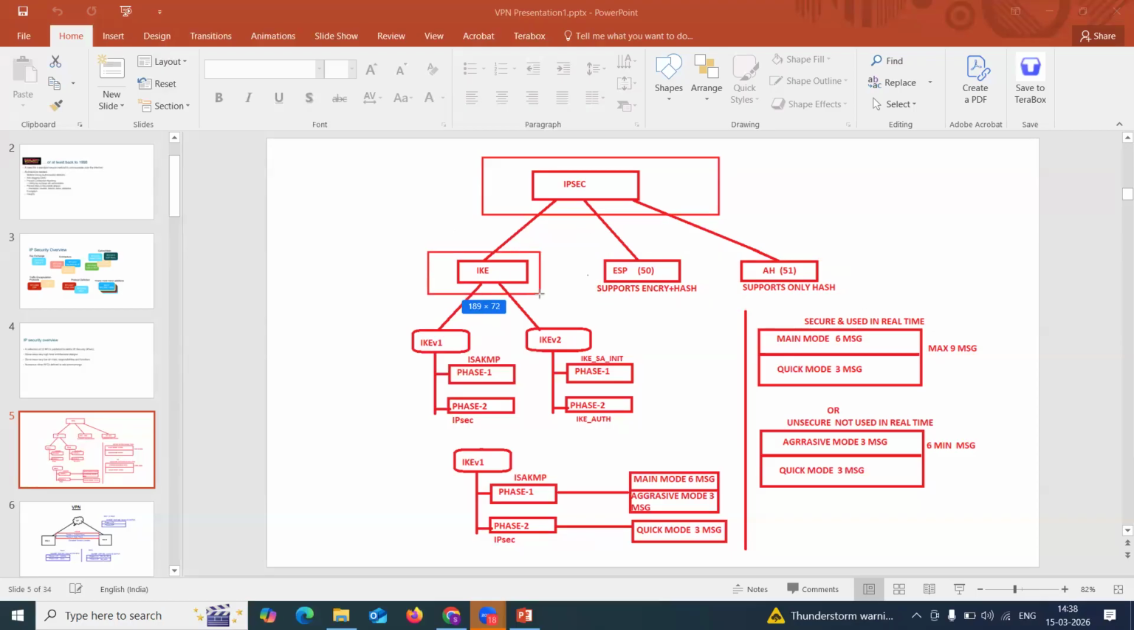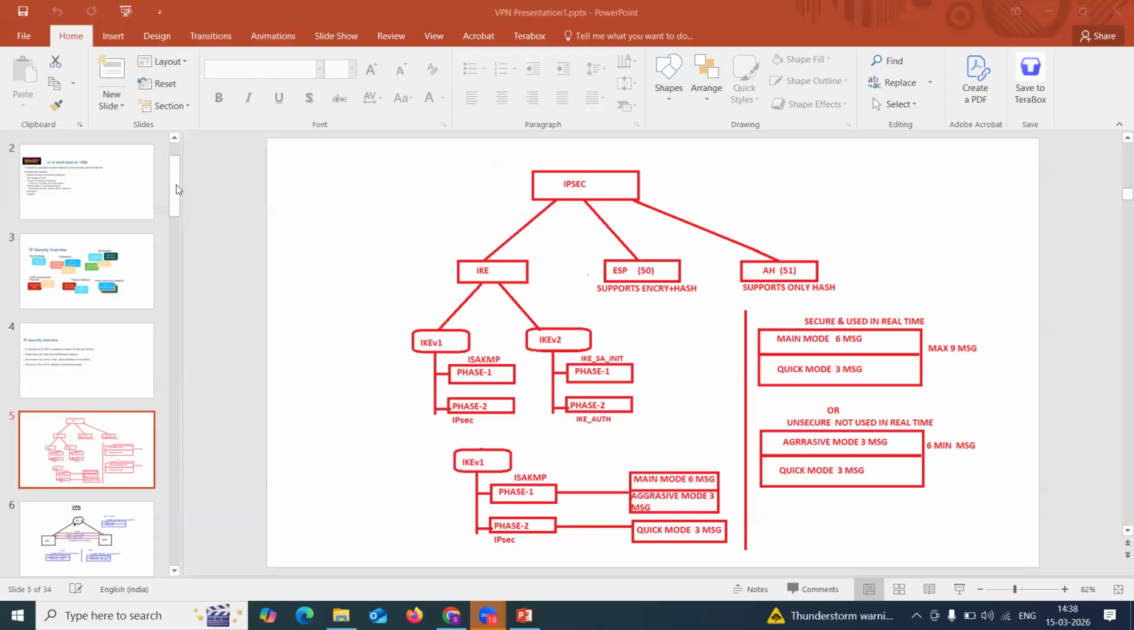Now, you can't assign any protocol number or port number to IKE, because IKE is a method. Under IKE, we have two versions. Understand? IKE has two versions, IKEv1 and IKEv2. After some time, you might hear there is IKE version 3. Whenever it comes officially, we will come to know.